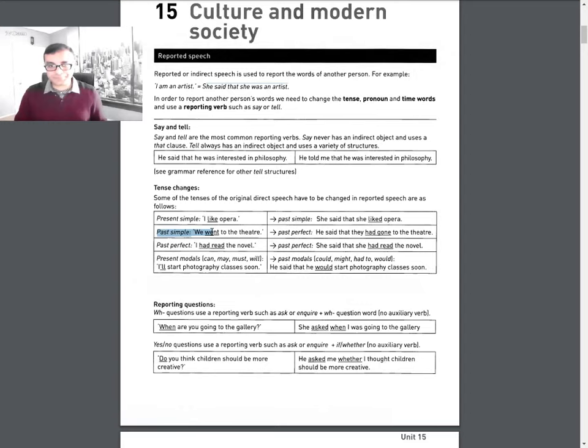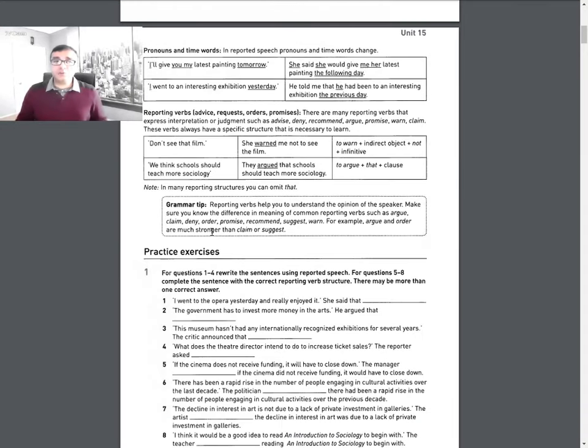Now look here. Pronouns and time words, as we speak now. In reported speech, pronouns and time words change. For example, I will give you my latest painting tomorrow. She said she would give me her latest painting the following day. Look, there is no tomorrow. I mean, there is tomorrow in real life, but here in the grammar there is no tomorrow.